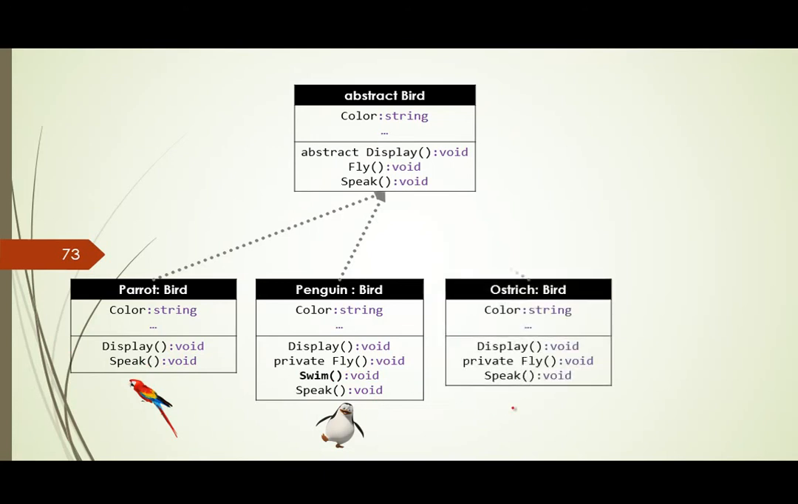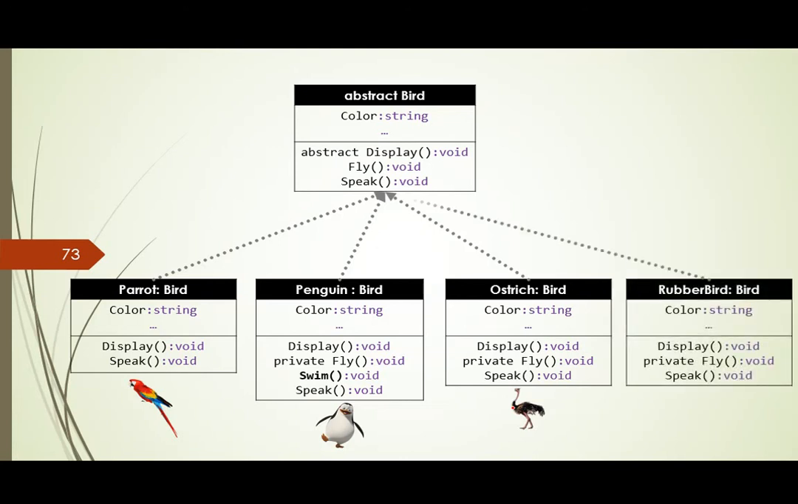Let's say we have ostrich, and same thing, in the display method we have to write ostrich do not fly, so we are changing the fly method somehow, and changing the speak method as well. So let's say we have a rubber bird, and rubber bird don't fly, don't speak, display as a rubber bird. That's it.